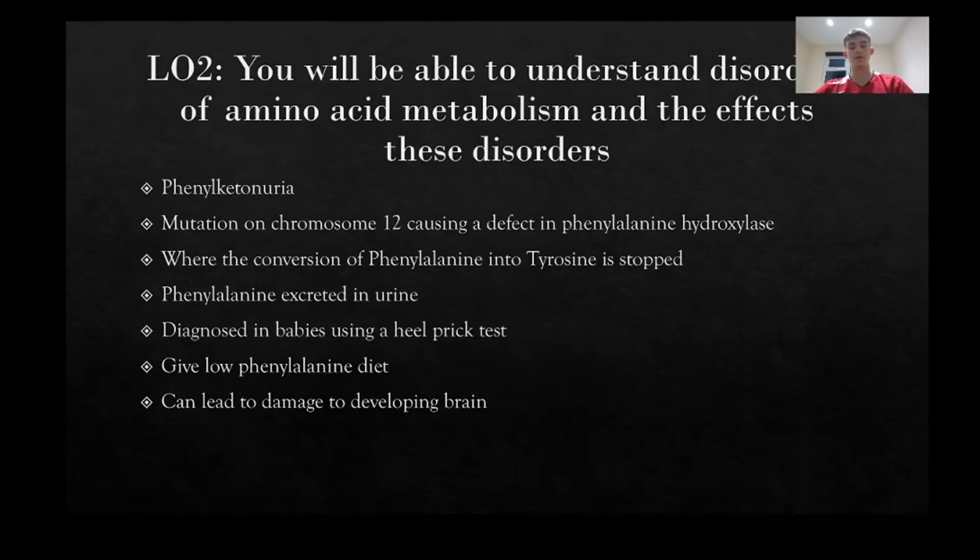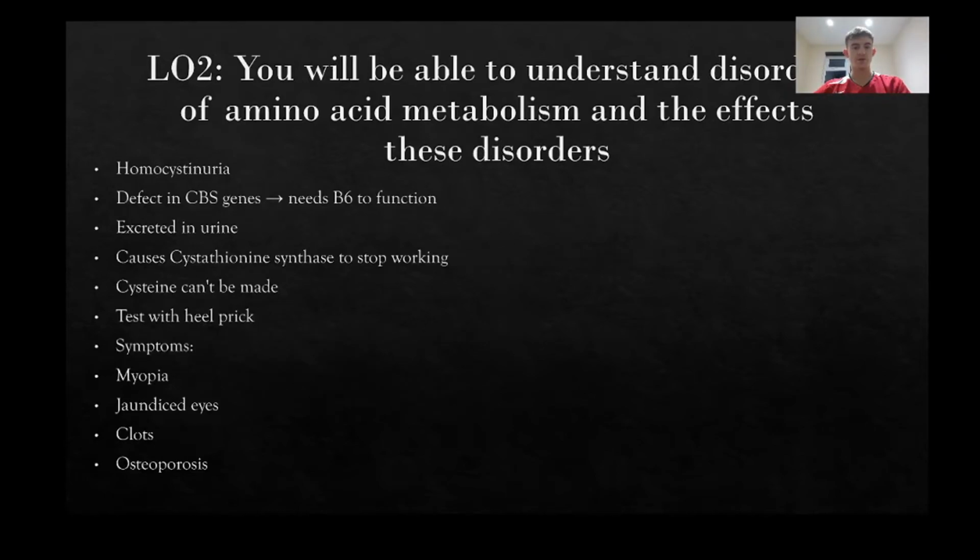low phenylalanine diet. Then we've got this homocystinuria, so a defect in the CBS gene, which needs vitamin B6 to function. Again, excreted in urine, and this causes cystathionine synthase to stop working, so therefore cysteine can't be made. But again, we can test this with a heel prick. And some of the symptoms include myopia, jaundiced eyes. So jaundice is when they go yellow and can be a sign of liver damage, clots, and osteoporosis.